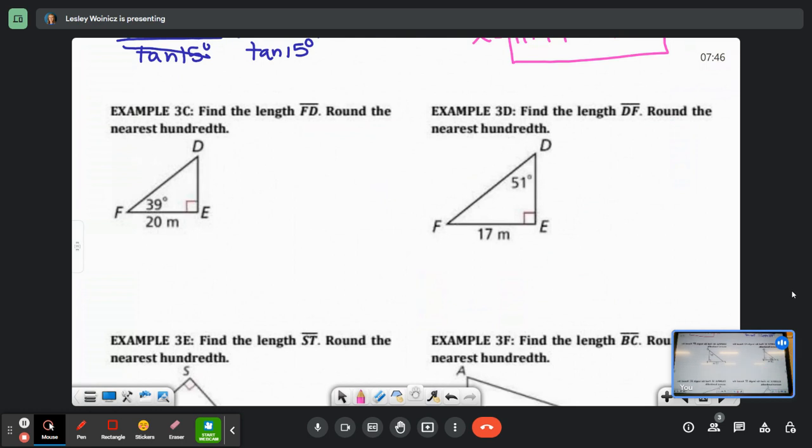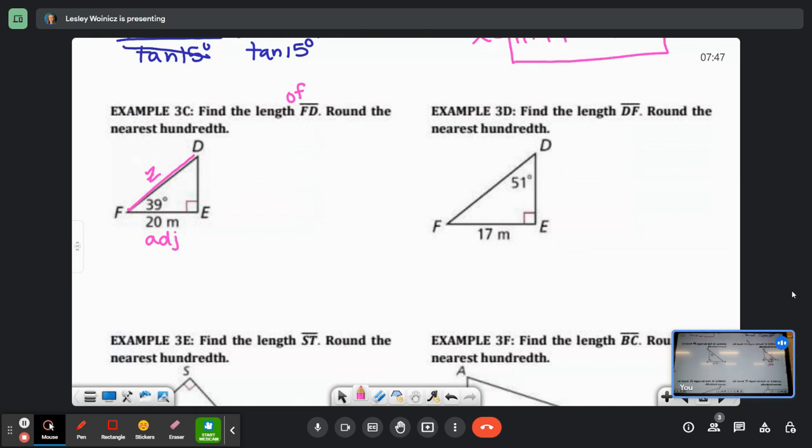Okay, we have to find the length of FD. FD is our hypotenuse. We can call that whatever, and we can call it Z if we want. So compared to the 39, the 20 is the adjacent.